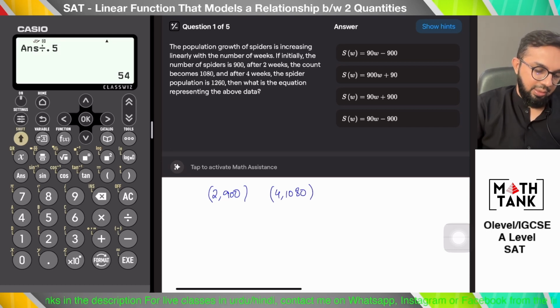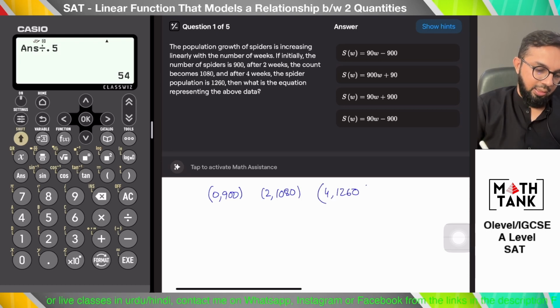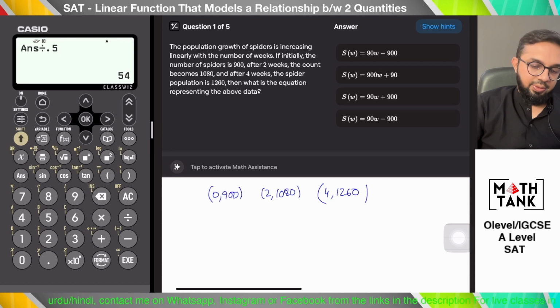Okay, so I've read this wrong. If initially, so 0, 900, 2, 1,080, and 4, 1,260. Then what is the equation representing the data above?